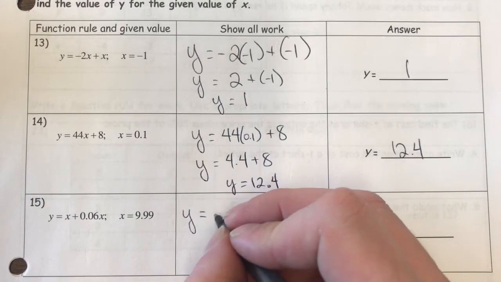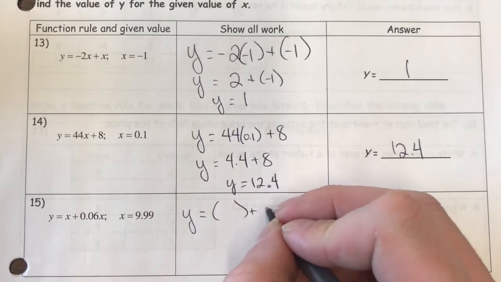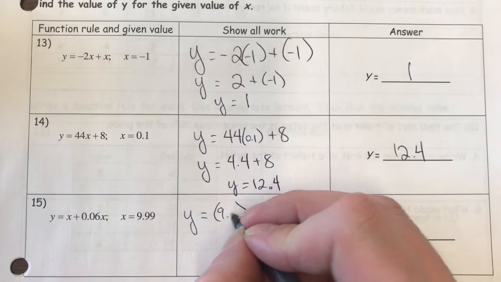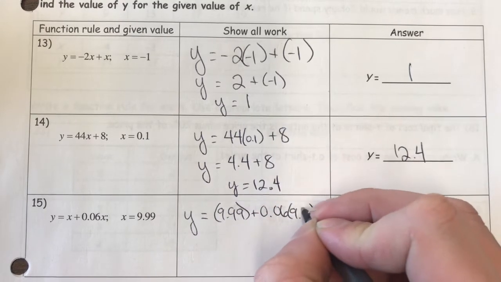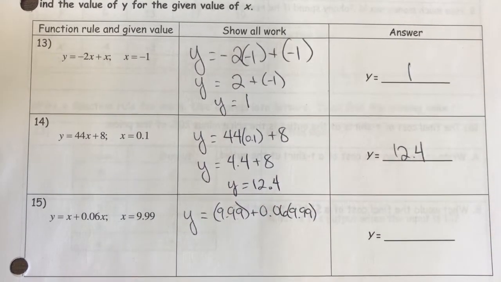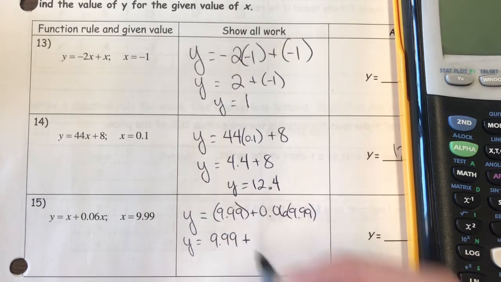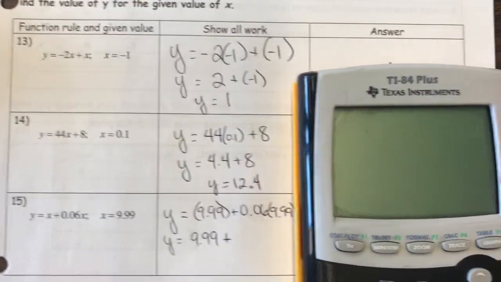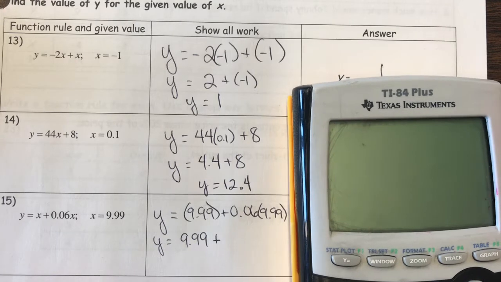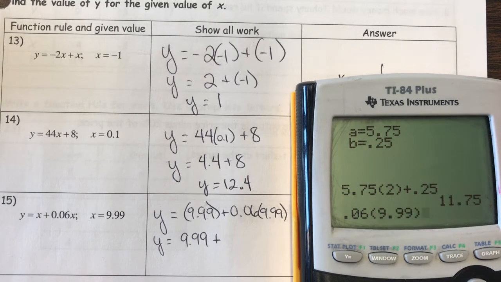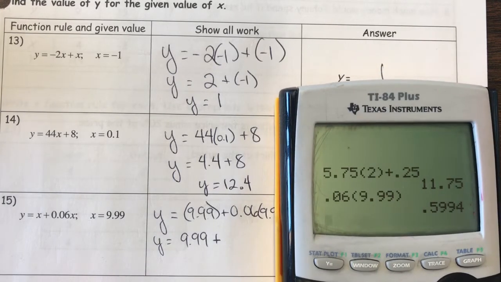Y equals, I don't know, plus 0.06, I don't know, 9.99. I think I'm going to need a calculator for this one. So I have y equals 9.99 plus, let me see, 0.06 times 9.99 equals 0.5994.